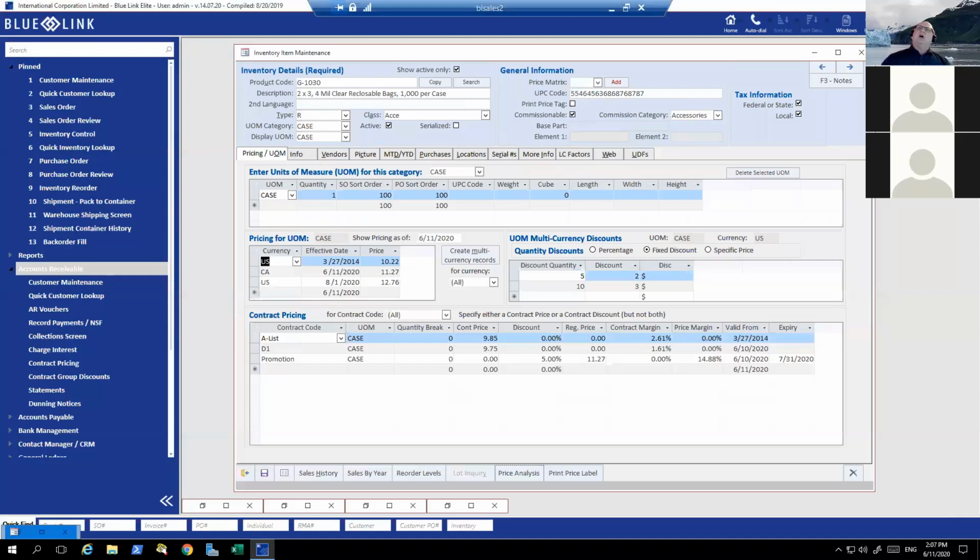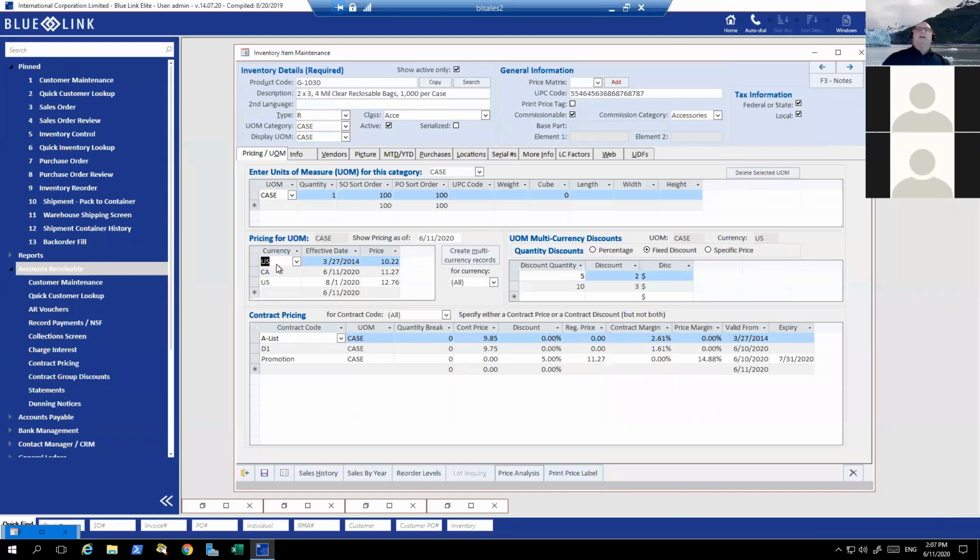So let's talk about some of the specifics of the pricing in the system. The first thing you'll see here is what we call discount pricing, or UOM pricing.